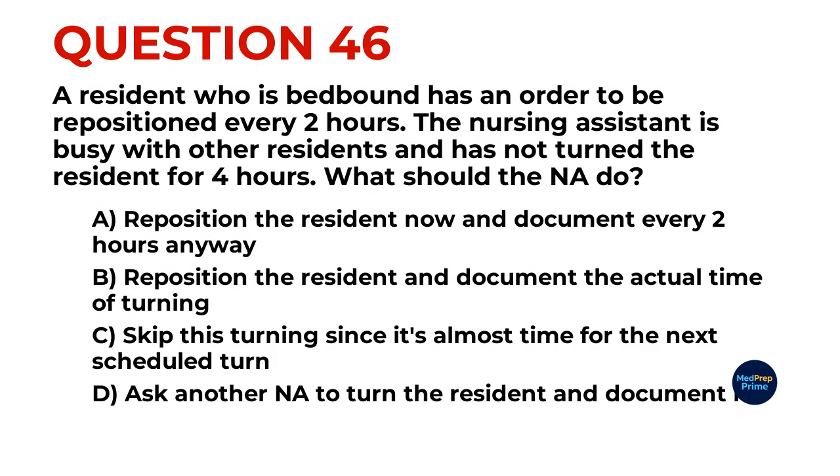Option A, reposition the resident now and document every 2 hours anyway. Option B, reposition the resident and document the actual time of turning. Option C, skip this turning since it's almost time for the next scheduled turn. Option D, ask another NA to turn the resident and document it.